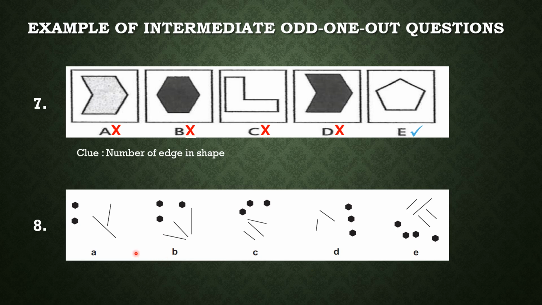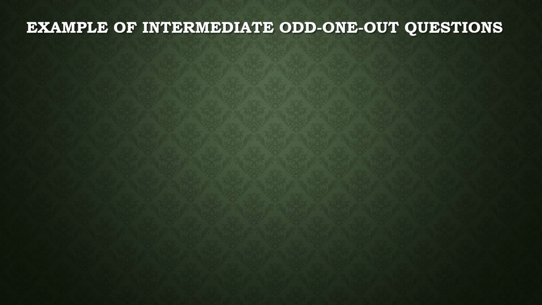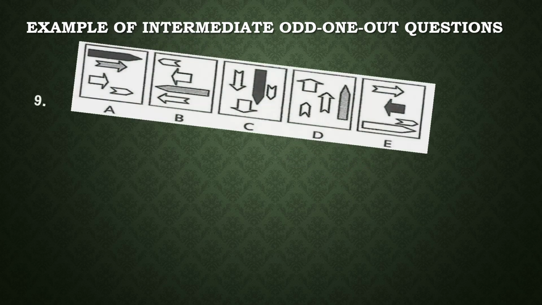So it looks like the number of hexagonal shapes and lines are matching, and option D is not following that rule because there are 2 lines but 3 hexagonal shapes. So the clue here is the number of hexagonal shapes is the same as the number of lines, and option D is not following that pattern. So that should be the odd one out. Now let's have a look at a few more examples here.